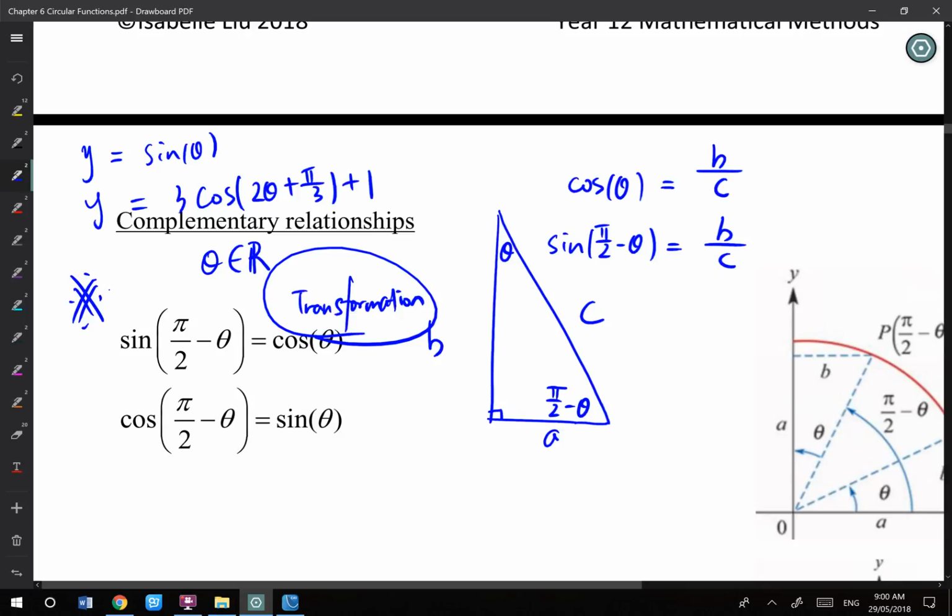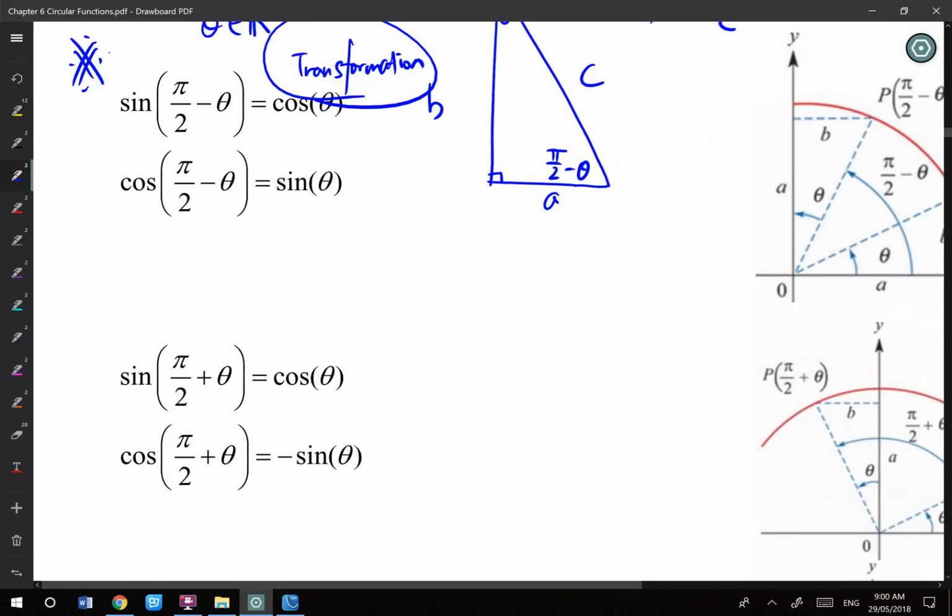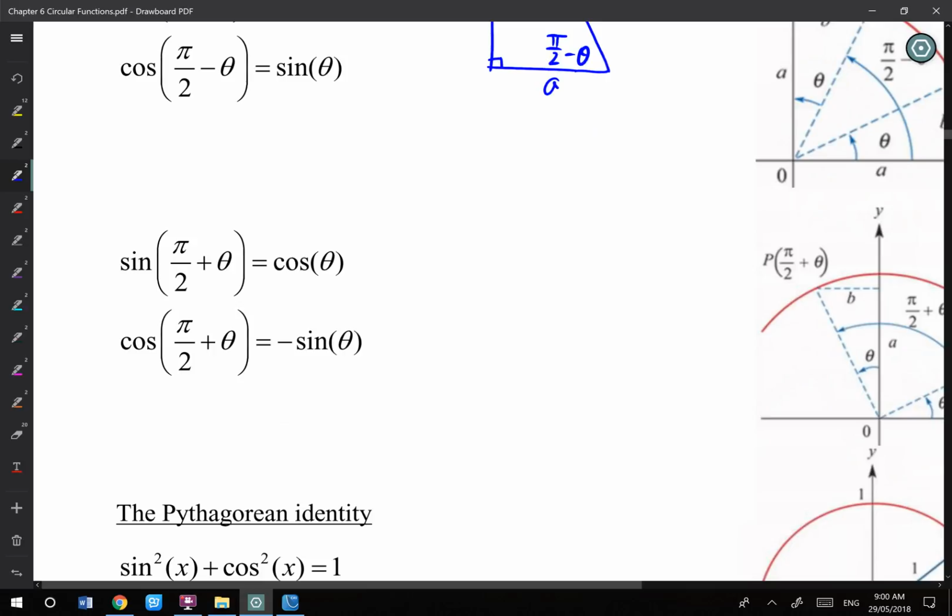Now the next one, that's pi over 2 minus theta. I can still use a right angle triangle to represent the situation for you. But the next formula is not that easy. It's pi over 2 plus theta. It's over 90 degrees now. Okay, it's over 90 degrees now. It's not that easy to think about.